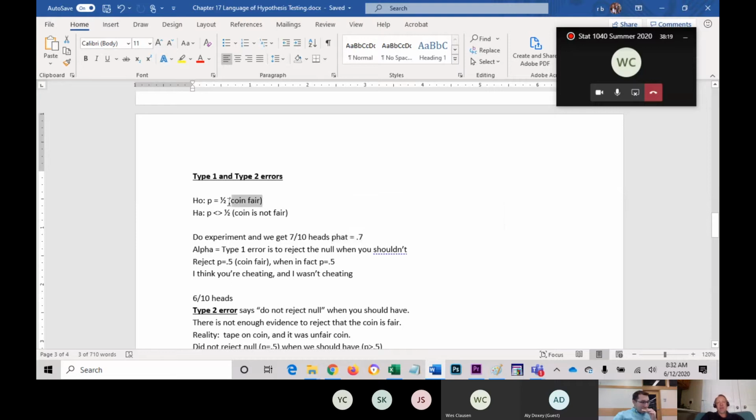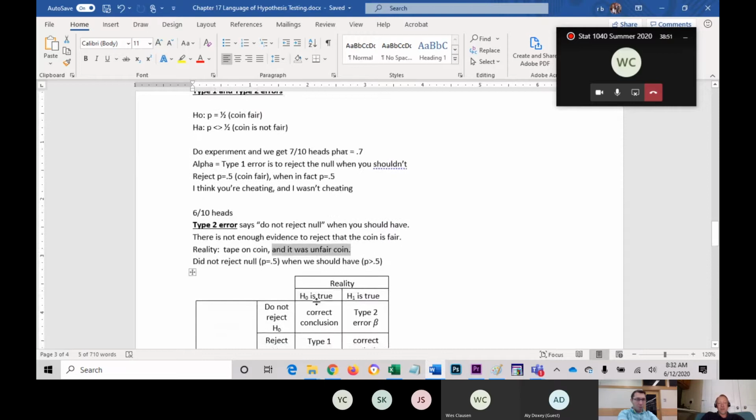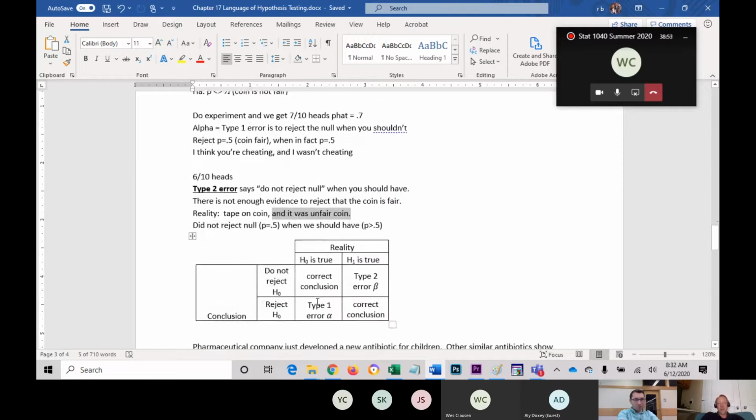You said, I don't think there's enough evidence the coin is not fair. But in fact, you examined the coin later and there was some tape on it or something, and the coin was not fair. Okay? So type 2 error says, you do not reject the null, but you should have. So you said that 7 out of 10 is not enough evidence to reject that the coin is fair. But the reality was it was an unfair coin. And so we've got this thing here, okay?